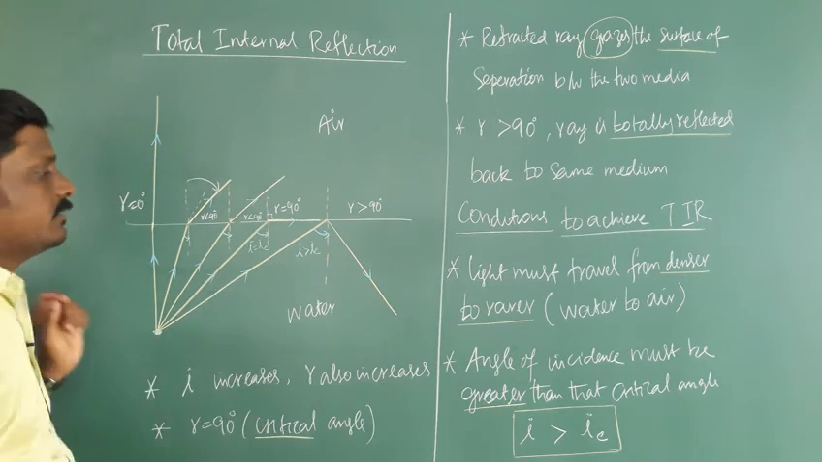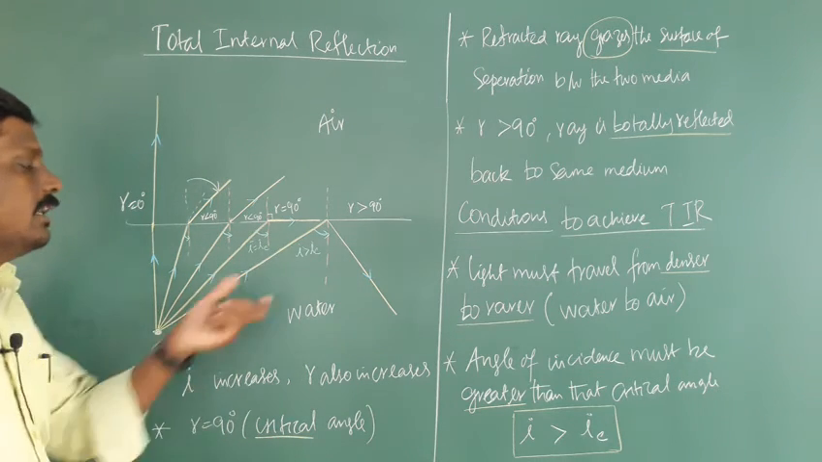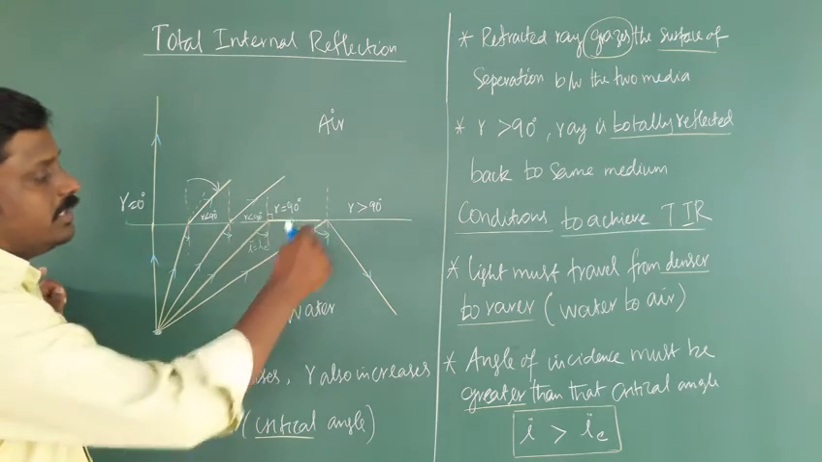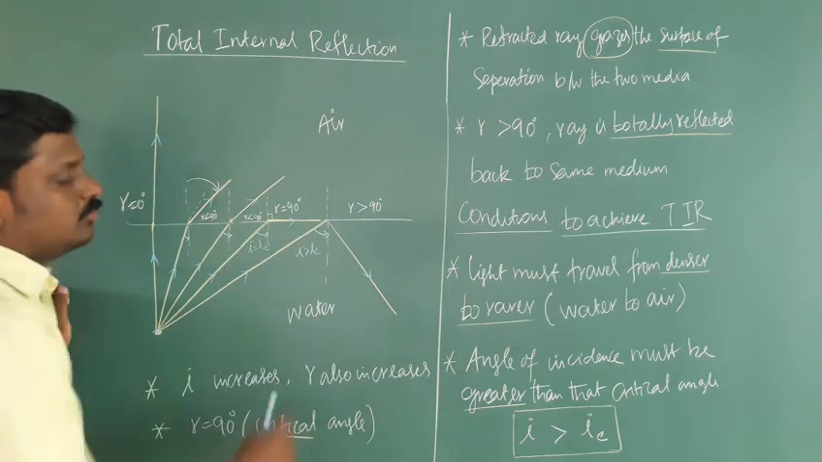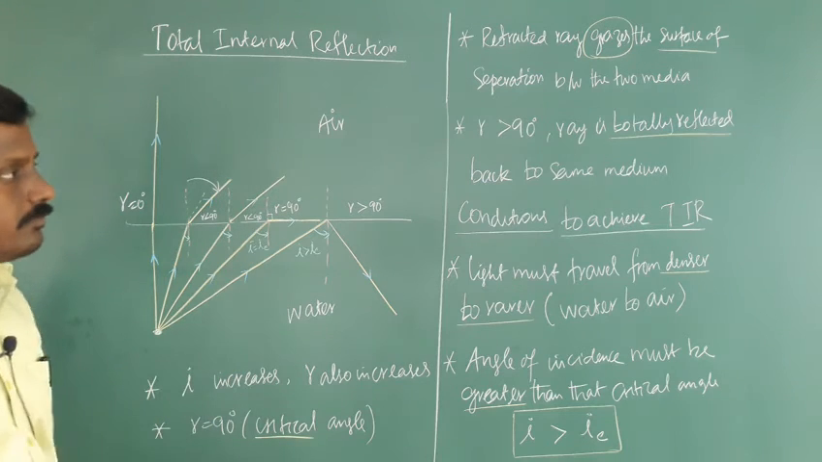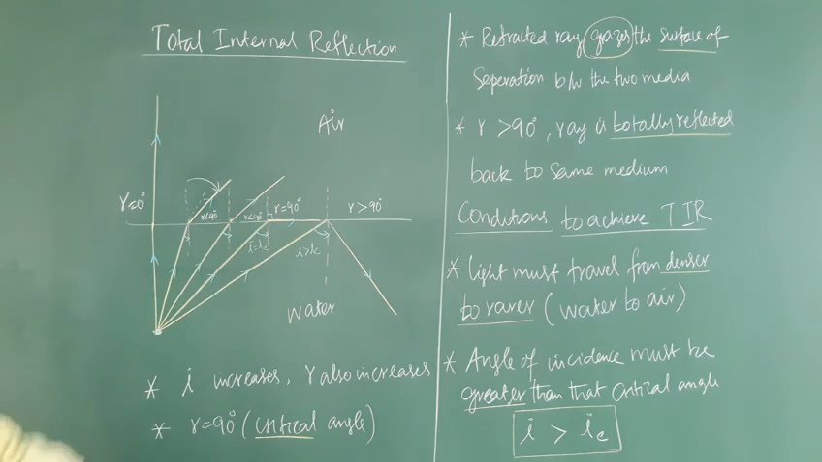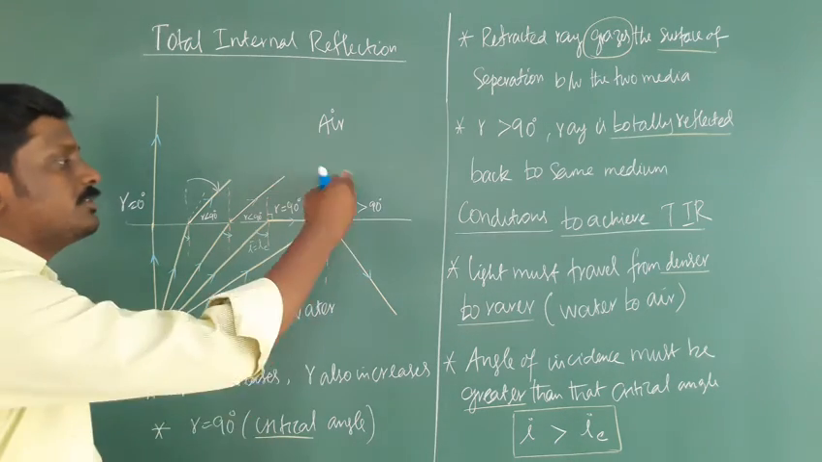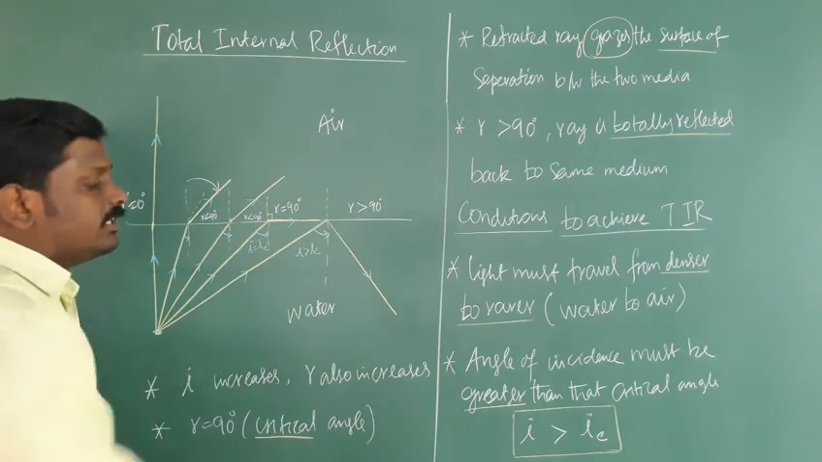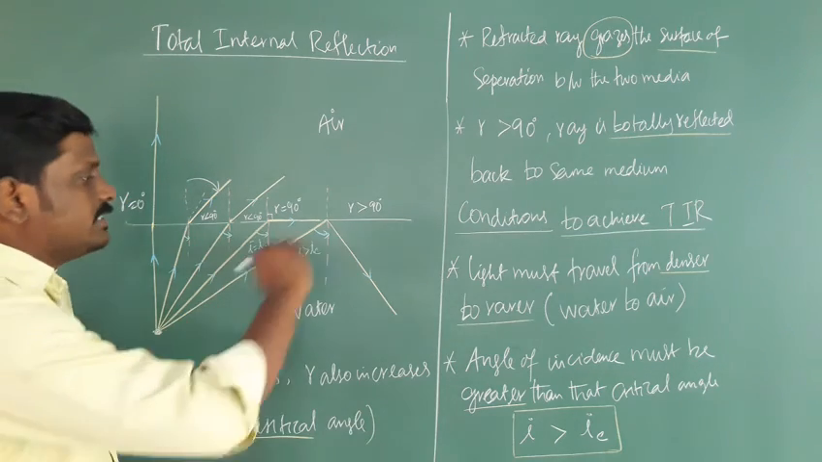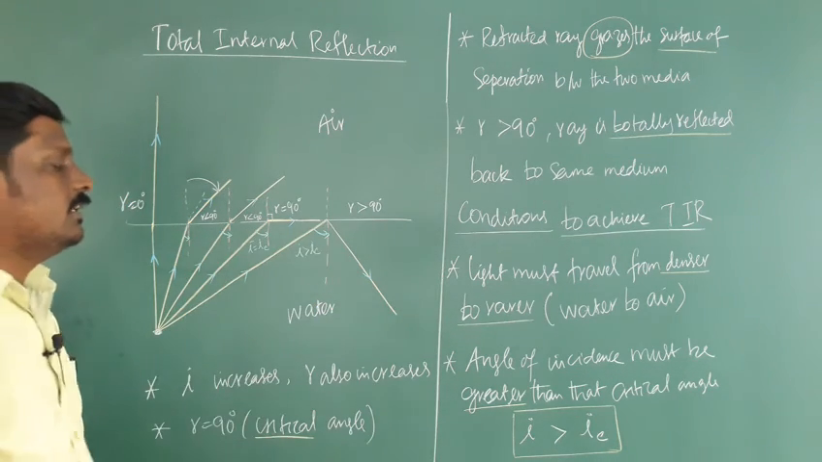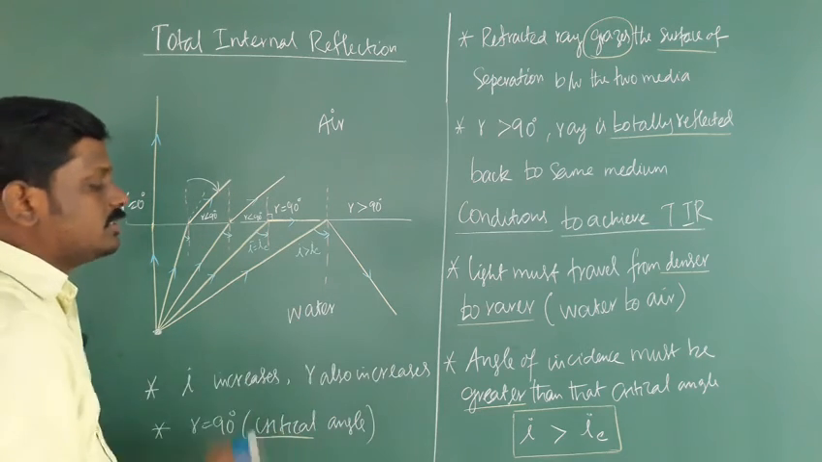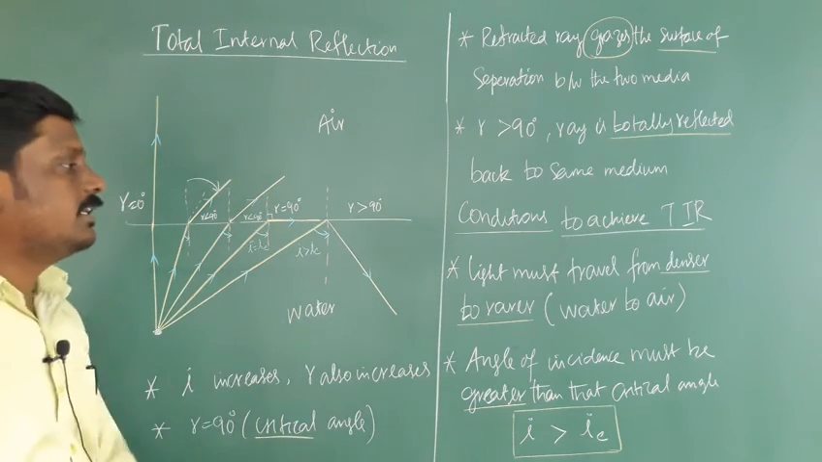If we increase above the critical angle, so the angle of incidence is greater than the critical angle, the refracted ray becomes reflected back towards the same medium. If r is greater than 90 degrees, no refraction takes place, only reflection takes place. So when the angle of incidence is greater than the critical angle, the ray is reflected back towards the same medium, and that is total internal reflection.